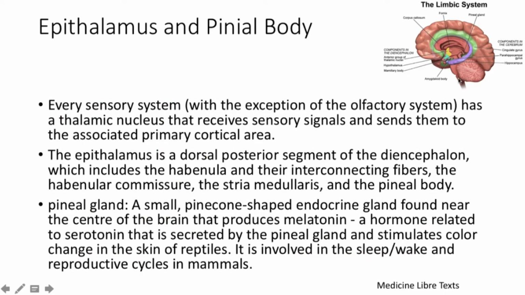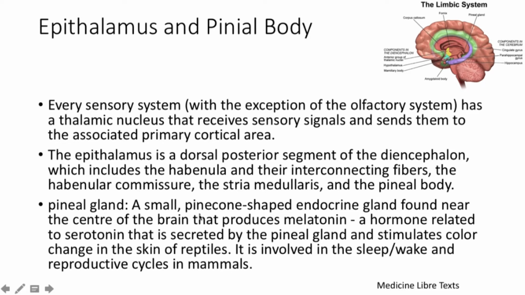Now you can see the position in that entire picture. This particular gland, the pineal gland, is somewhere here. You can see that it is opposite to the hypothalamus, that big bird's beak, and opposite to it you can see the small region here. That's where the pineal gland is. This is part of what you call the epithalamus, and it's a dorsal posterior segment of the diencephalon. So it's the back side of the diencephalon, and that includes the medulla and other interconnecting fibers also.